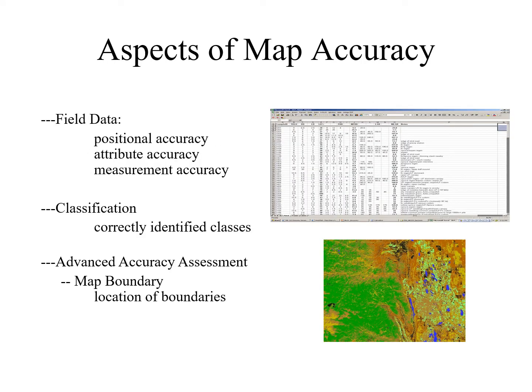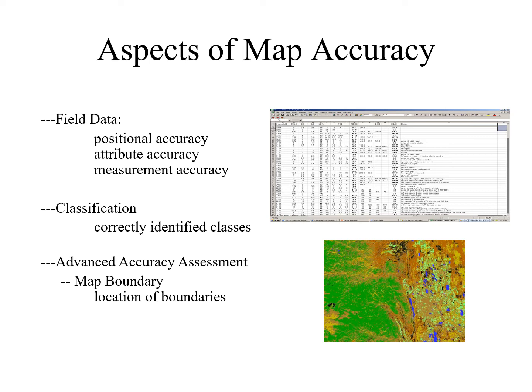So there are a number of aspects of map accuracy. You know, there's accuracy associated with the field data. So positional accuracy, whether or not you actually are where you think you are. There's attribute accuracy, excuse me.